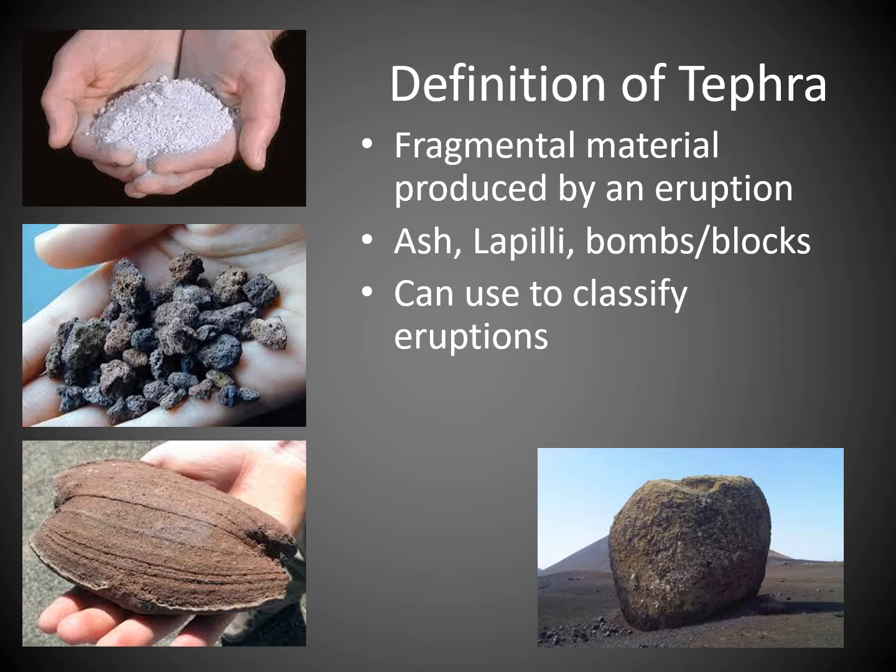You can get pumice that ranges in size from hand size up to pretty good boulder size, up to a cubic meter or more. And then blocks and bombs. Blocks are the solid chunks that are tossed out. They can be the size of a house or more, like this one in the lower right. Or you can get bombs, which erupt soft. They're still molten, and they take on a more fluid appearance, like the one in the lower left. So ash, lapilli, blocks, bombs, all are considered tephra.